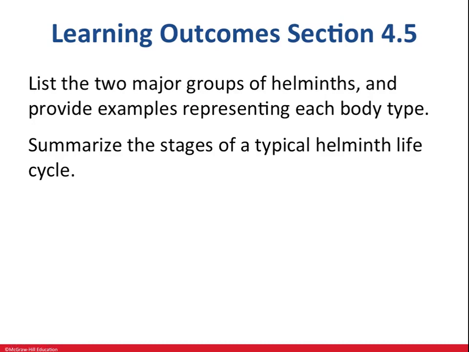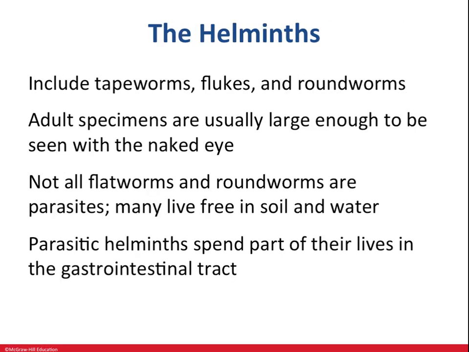So now let's study section 5, helminths. The helminths include tapeworms, flukes, and roundworms. Some types of worms are very large, large enough to be seen by naked eyes. For example, some worms can be over 1 meter long, so this is very long. You can see this worm.